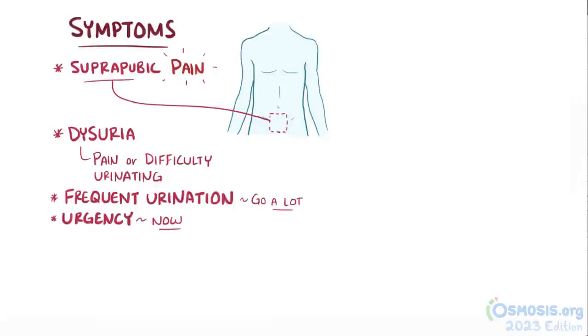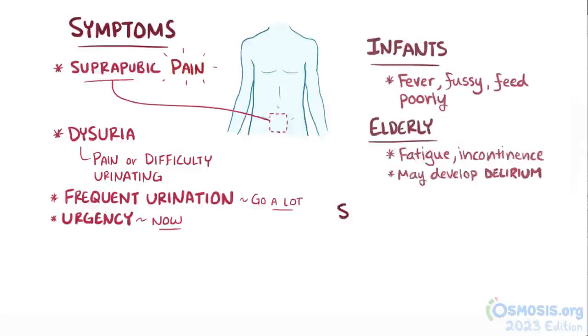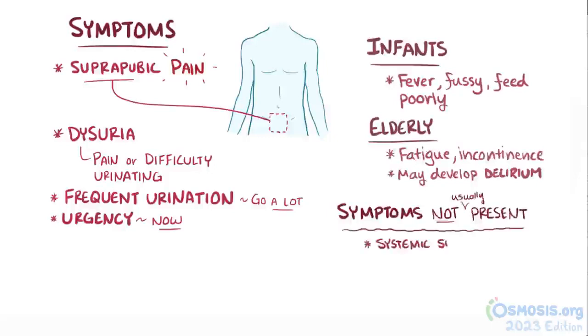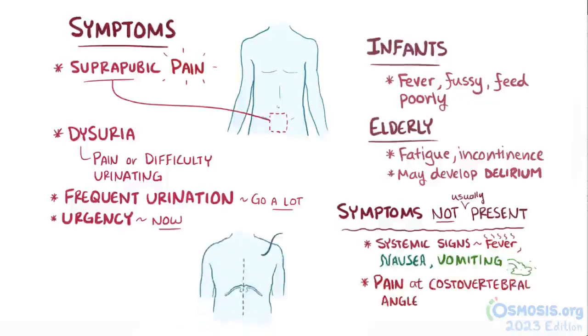the urine voids are small in volume. Having said that, symptoms can differ by age. Infants might have a fever, become fussy, and feed poorly, whereas elderly patients might feel fatigued, become incontinent, or even develop delirium. Symptoms that are not typically present with lower UTIs are systemic signs like fevers and nausea or vomiting, as well as pain at the costovertebral angle, which is the angle formed on either side of the back between the 12th rib and the vertebral column.